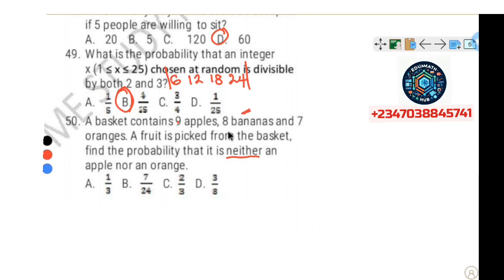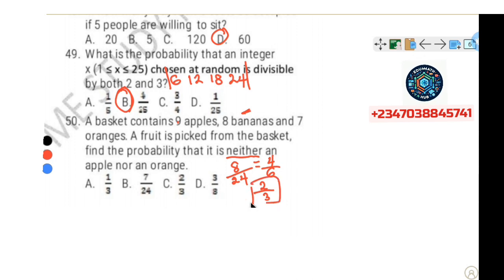Then how many bananas are there? That's 8 divided by the total number of fruits. Apples 9 plus 8 bananas is 17, 17 plus 7 will give you 24. Then you can divide this, which will give you 4 over 6. Then divide it again by 2, that will give you 2 divided by 3. So 2 over 3 is the final answer.